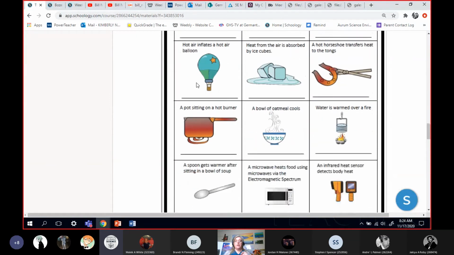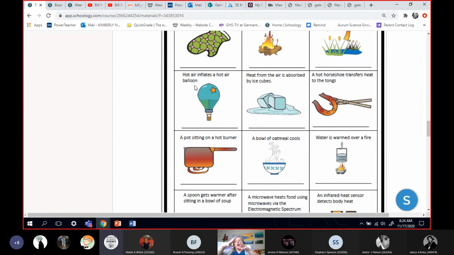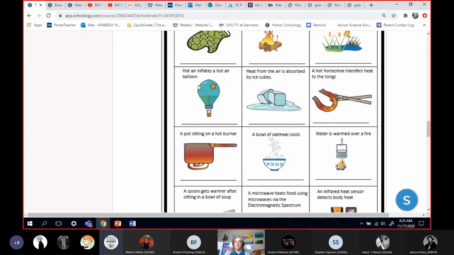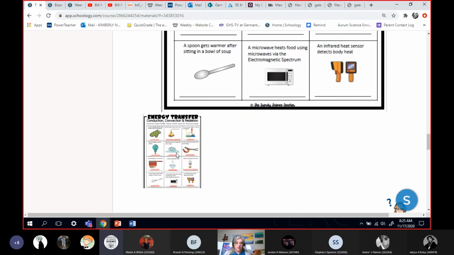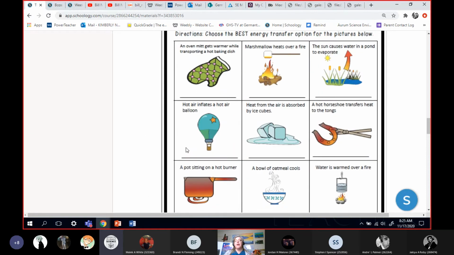How about this one? The hot air inflates the balloon. Which one is the cycle of heating and rising, cooling and sinking? That's convection. Good. Now, the heat from the air is absorbed by the ice cubes. I've actually put the clues down here. That one's a harder one. But the hot air is actually touching the ice cubes and it starts to melt them. Which one is the touch? Which one is by touch?